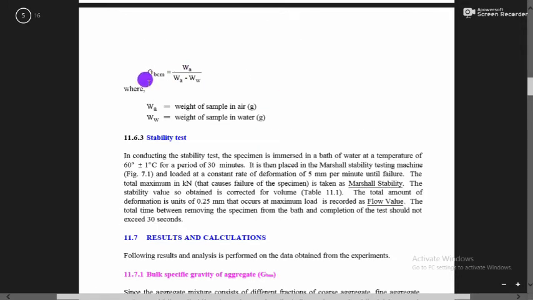Here is its formula, GBCM equals WA divided by WA minus WW, where WA is the weight of the sample in air in grams, and WW is the weight of the sample in water in grams.